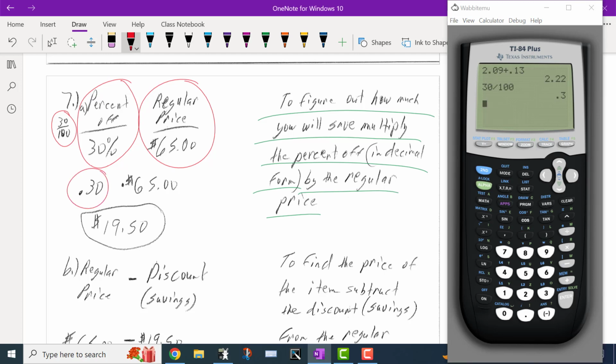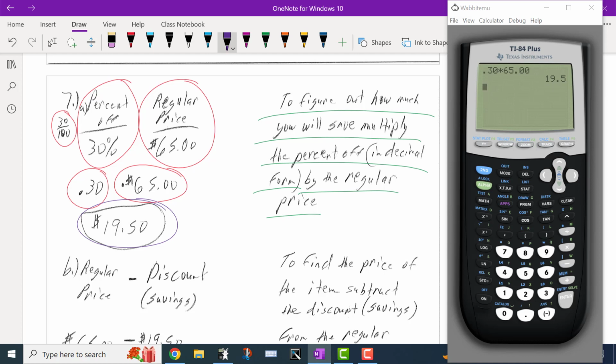So here is my decimal form of 30%. I'm going to multiply that times the regular price, which is $65. So I take my calculator, and I'm going to take 0.30 times $65. And this is how much off I get for my jeans. So it's $19.50 is how much we're going to save with our discount.